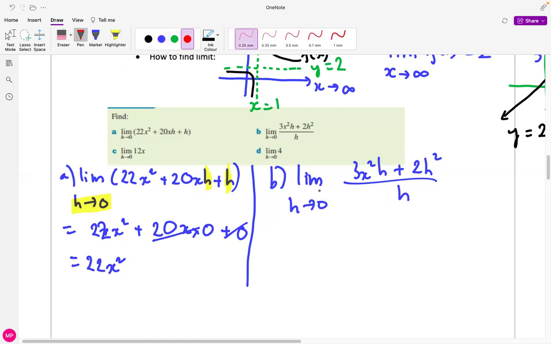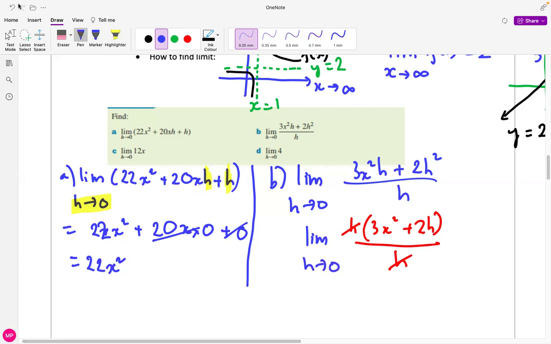On the top, we take h out as a common factor. We will have h times 3x squared plus 2h, over h. So the h and the h will go away. We still have the limit as h approaches 0 outside. Once you've done that, you get rid of the h, and now you substitute h equals 0 in. So that equals 3x squared plus 2 times 0, which gives you 3x squared.